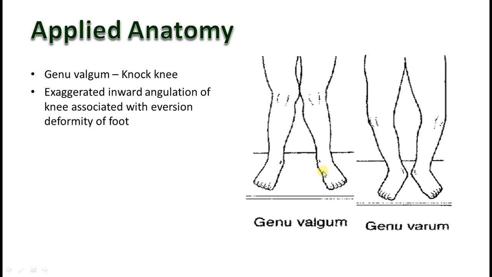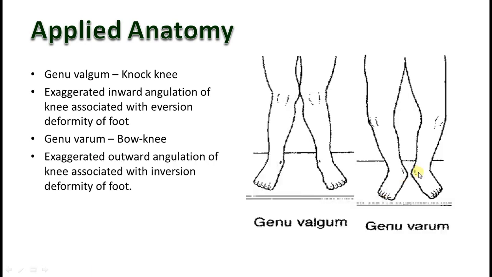The next type you are able to see here is the genu varum, which is the bony increased or exaggerated outward angulation, and you have deformity with inversion. Okay, so inward deformity or inversion deformity of the foot takes place. Now when you look at the genu varum in children between 3 to 4 years, you can see there is a slight amount of this genu varum and the sole of the foot faces inwards. This is common, and as the child grows, this disappears.